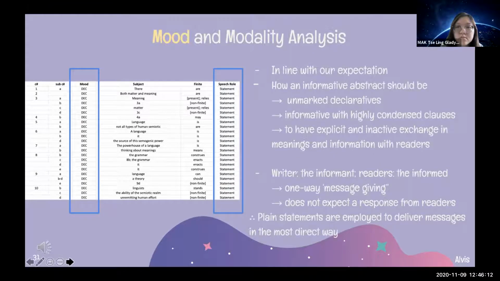The approach of the analyzed text is in line with our expectation on writing an abstract, in which an informative abstract should mainly be composed of unmarked declaratives and highly condensed clauses, in order to explicitly and inactively exchange writers' intended meanings and information with readers. The writer acts as the role of the informant, while the readers are the roles of the informed. It works more like a one-way message giving, and the writer does not expect a response from readers. Therefore, plain statements are employed to deliver his message in the most direct way.